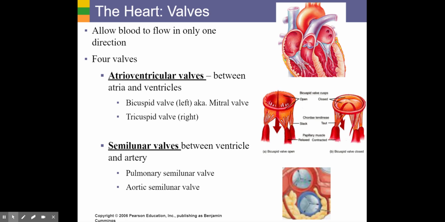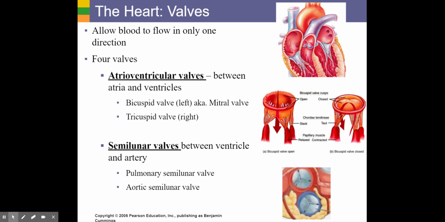Okay. We've got four valves. We've got atrioventricular valves. All right. So those are between the atria and the ventricles. Those are the cuspid valves. Okay, so the bicuspid is on the left. Again, it's the stronger of the valves, so we get a much stronger contraction. Tricuspid is on the right. Again, we have the R that puts it on the right.